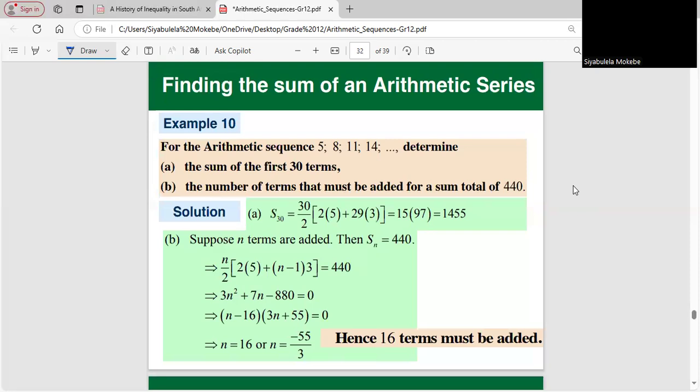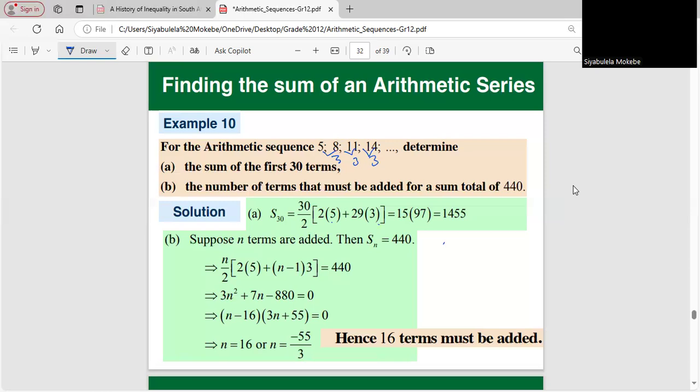Arithmetic series. For an arithmetic sequence 5, 8, 11, 14, determine the sum of the first 30 terms. Remember that if we're summing 30 terms, we'll write that as S of 30. We already have a formula to calculate that. So the number of terms is 30, and the first term is 5. What's the common difference? 3. So the common difference is 3. And then if you work on that, you'll get 1,455.